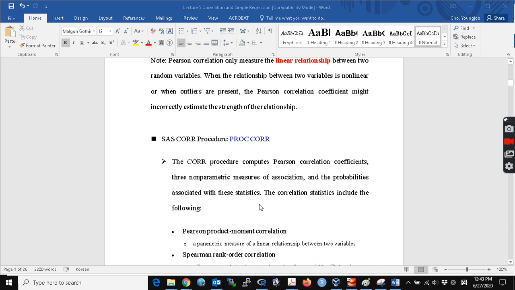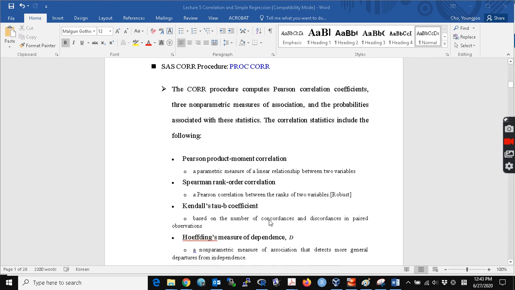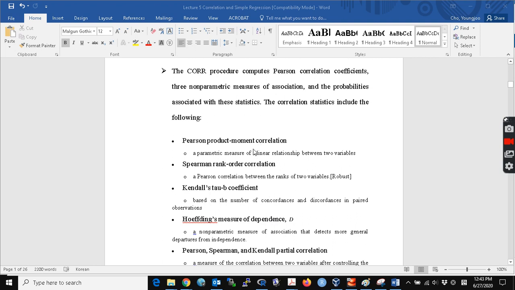Thus in here, we have PROC CORR, that computes the Pearson correlation coefficients or other non-parametric measures of association, and the probability values associated with these statistics. So it computes the Pearson product moment correlation, which is the Pearson correlation coefficient, and then Spearman's rank order correlation, which is the Pearson correlation between ranks of two variables. So it's more robust than the Pearson correlation coefficient because it uses the rank.